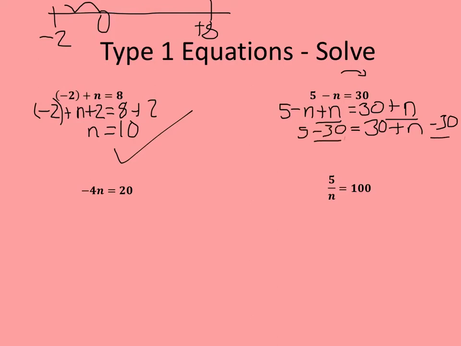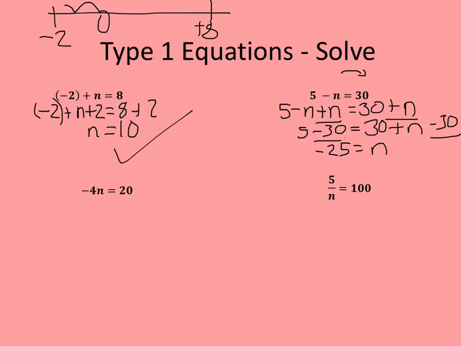So take away 30, there's my opposite operation. 5 take away 30 means 5 and then going down by 30 gives me a negative 25. And then 30 and take away 30 cancel out, so my n is equal to negative 25.